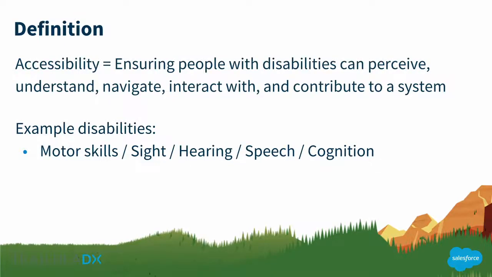So a formal definition would be ensuring people with disabilities can perceive, understand, navigate, interact with, and contribute to a system. And in our business, that system is web technology. It's whatever websites, web applications we're building. The kind of disabilities we're talking about range from motor skills through to disabilities related to sight, hearing, speech, and cognitive issues. Today, I'm going to be focusing mainly on disabilities related to sight, but the principles apply much more widely.